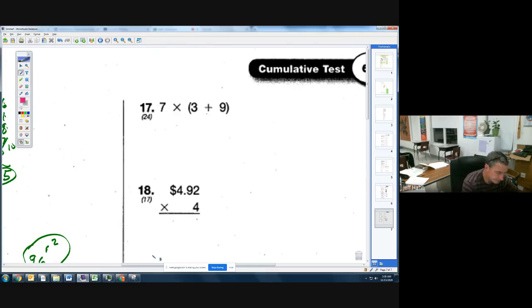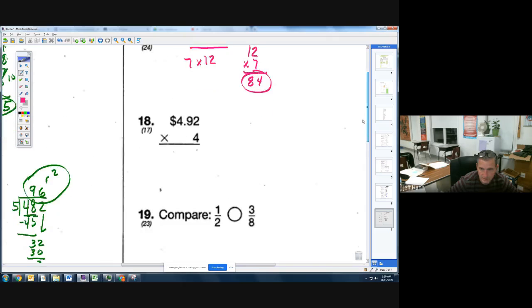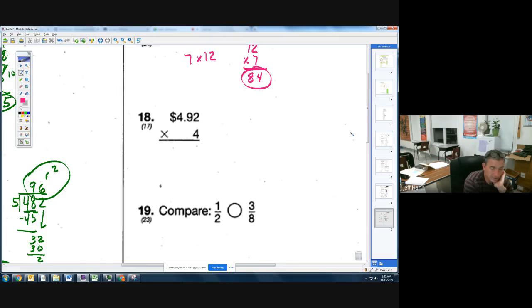Problem number 17, as we've talked about many times before, we have to do parentheses first. That's why they put them in parentheses. So 3 plus 9 is 12. And I'm going to take 7 times 12. And again, because of the commutative property, I'm going to put the 12 on top because I can multiply in any order. 7 times 2 is 14. Carry the 1, 7, 1, and 84. I hope I'm getting all these right. There's a good chance, 5th graders, I will make some mistake here, and then you can all laugh at me. It will, because I will make some mistake somewhere.